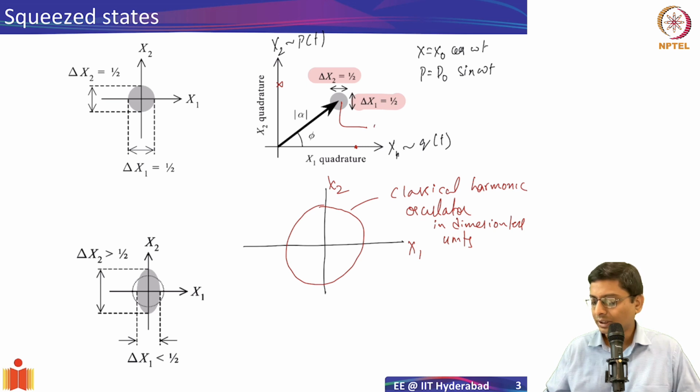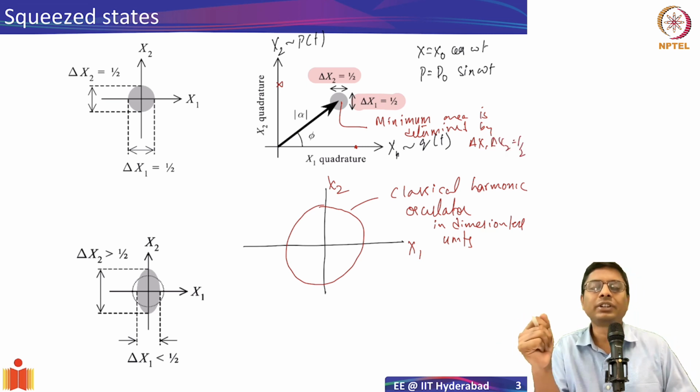So the minimum area is basically determined by the uncertainty principle. Delta x1, delta x2 equal to half. Okay, so that's a region of uncertainty. All right.